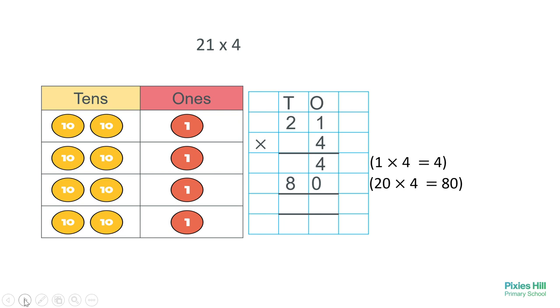At this stage, it is important that children understand the value of each digit, which is why it is helpful to write the actual calculations in brackets. Finally, we add our answers together. 4 plus 0 is 4, and then 8 add nothing would be 8, giving a final product of 84.